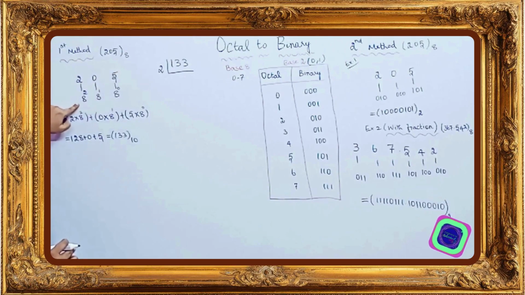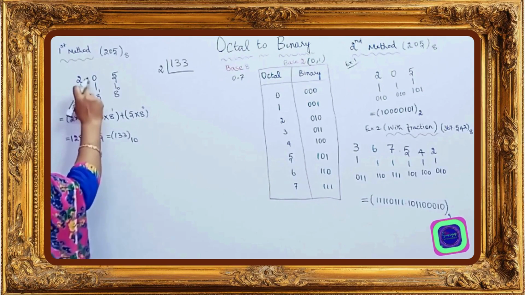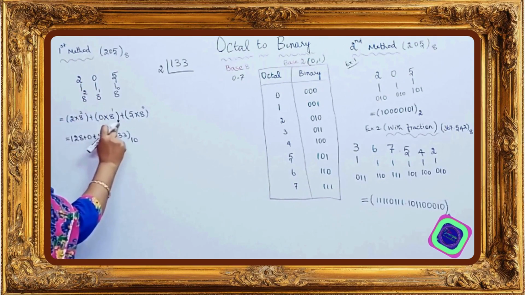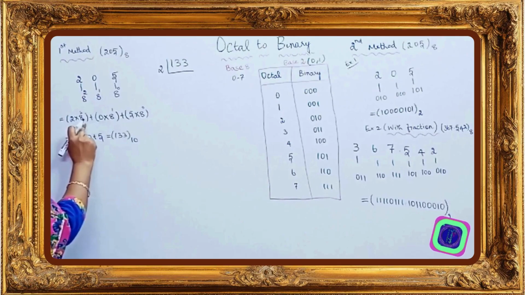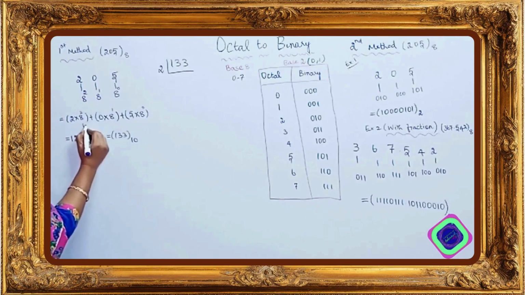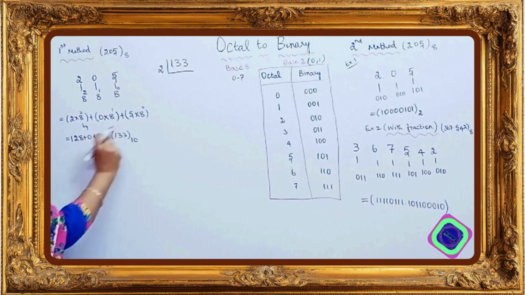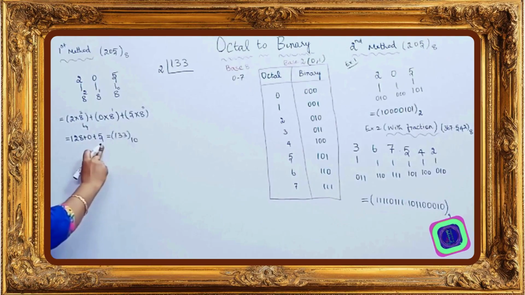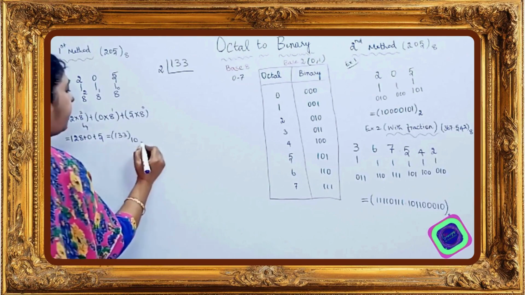After the weightages are given, each has to be multiplied by the particular digit and the sum of the products has to be found. So 2 into 8 power 2 plus 0 into 8 power 1 plus 5 into 8 power 0. 2 into 64 is 128, plus 0 into 8 power 1 is 0, plus 5 into 8 power 0 is 5, which gives 133 to the base of 10.